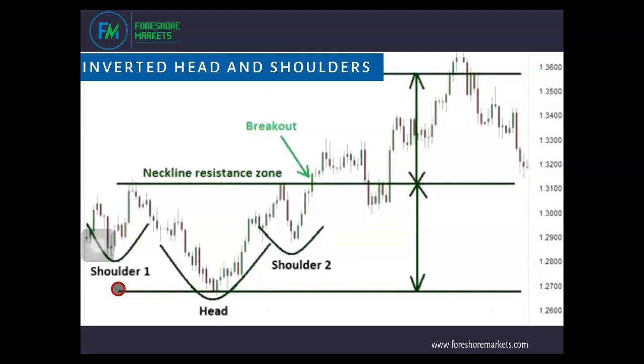So this is what it will look like: shoulder 1, shoulder 2, and this is the head, the inverted head. Then you join the two resistances, extend it further, and once price breaks out above that neckline, you buy. Put your stop loss below here, put your take profit at two times stop loss or 4 times stop loss, and you're good to go.